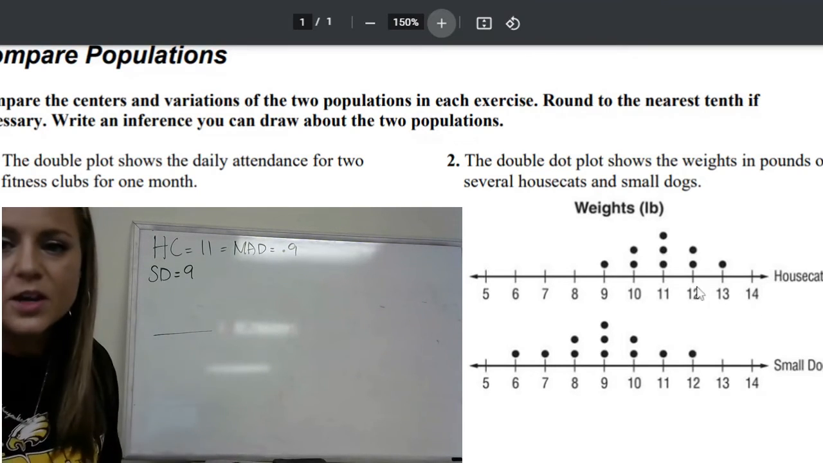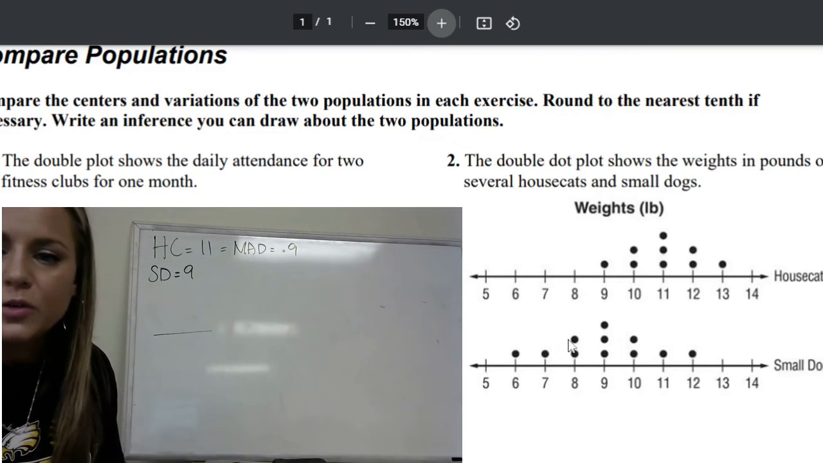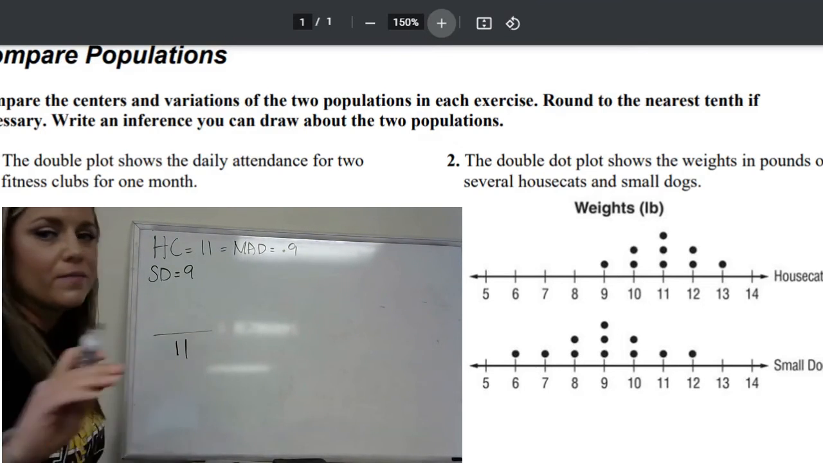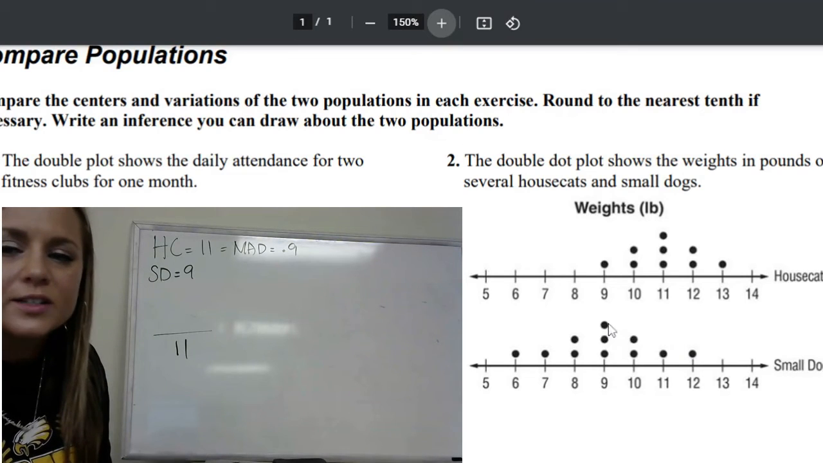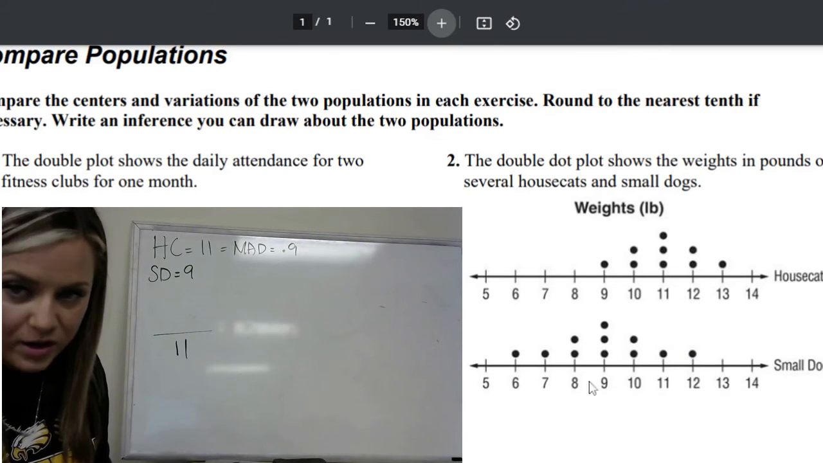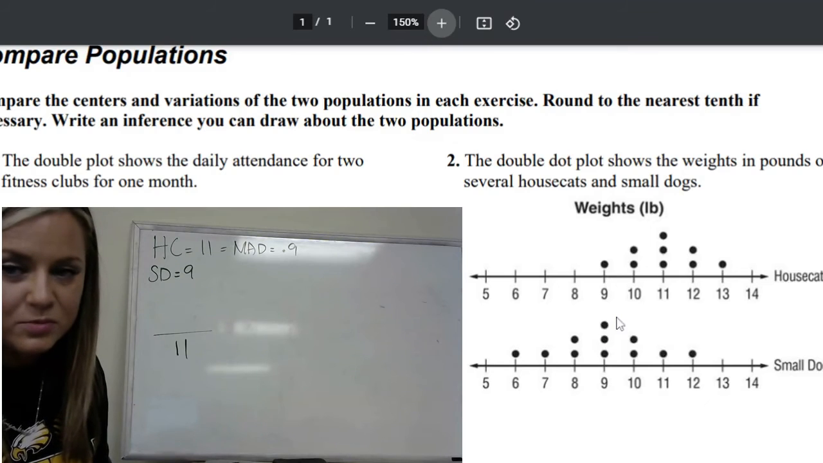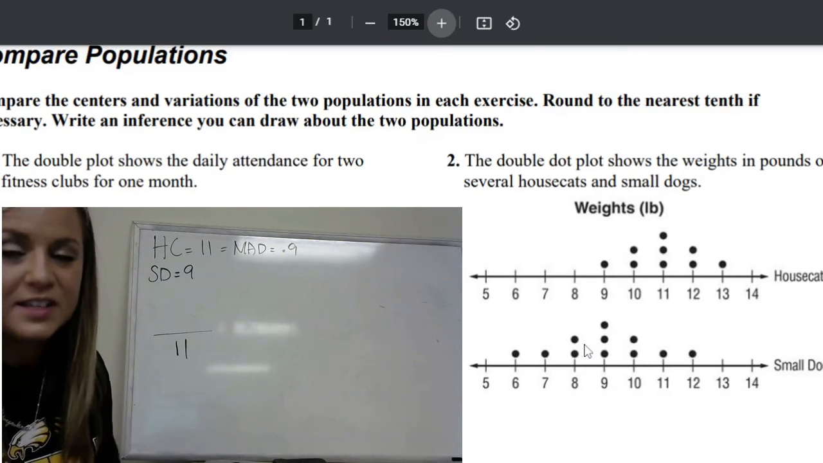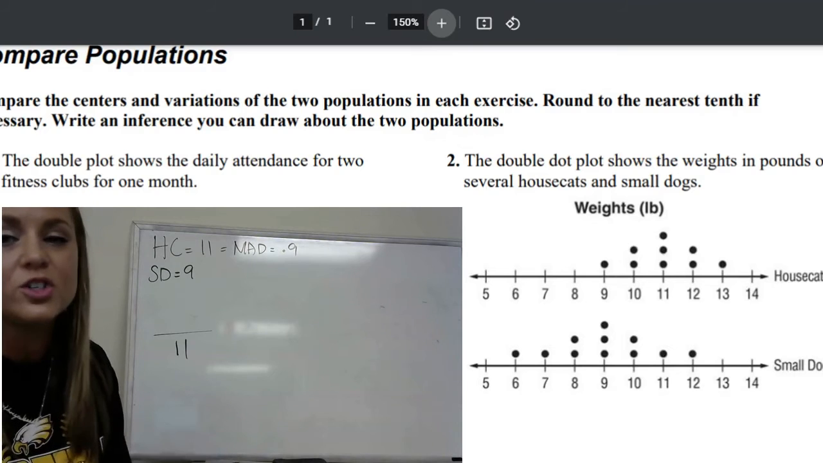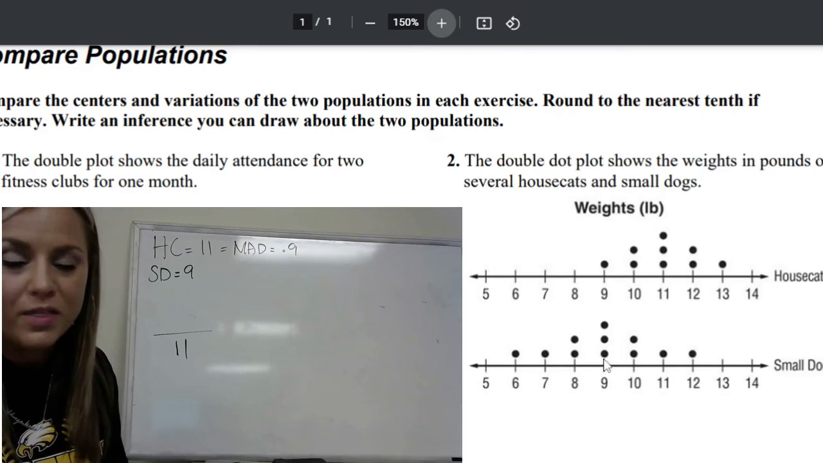Okay, so let's look at this. We have 1, 2, 3, 4, 5, 6, 7, 8, 9, 10, 11 small dogs. Okay, so it's a little bit more. And we're going to do the same thing. We're taking the average, the mean, 9, and we're subtracting it from each value to see how far is each dot away from the average.